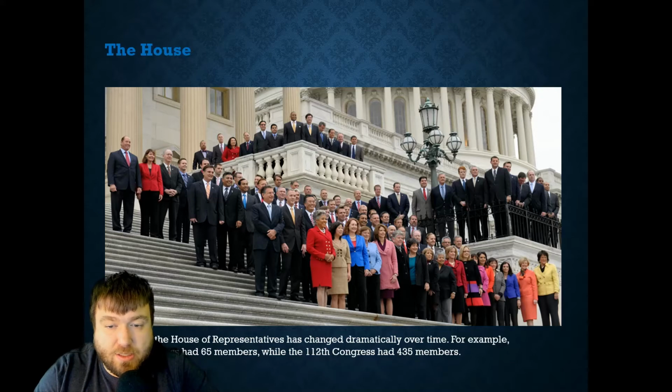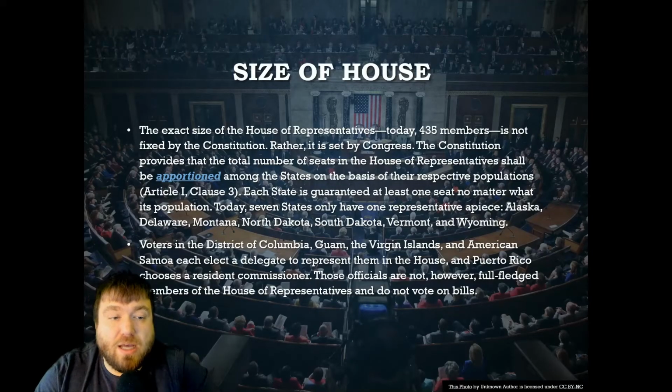Alright, this is a picture of the House of Representatives. This is the 112th Congress. Size. The exact size of the House of Representatives, today 435 members, is not fixed by the Constitution. Rather, it is set by Congress.